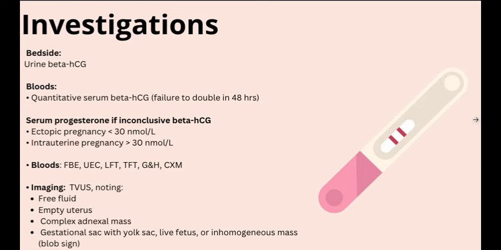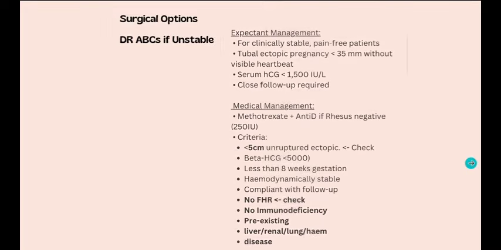And then you also have some of your standard bloods, but you should also consider a group and hold as well. Some other imaging that's important is the transvaginal ultrasound. Some of the things that would be noted on that would be free fluid, whether the uterus is empty, any complex adnexal masses, and any gestational sac, with this thing called the blob sign, which is an inhomogeneous mass that you'll see on the ultrasound, and it might be described as that in a question.